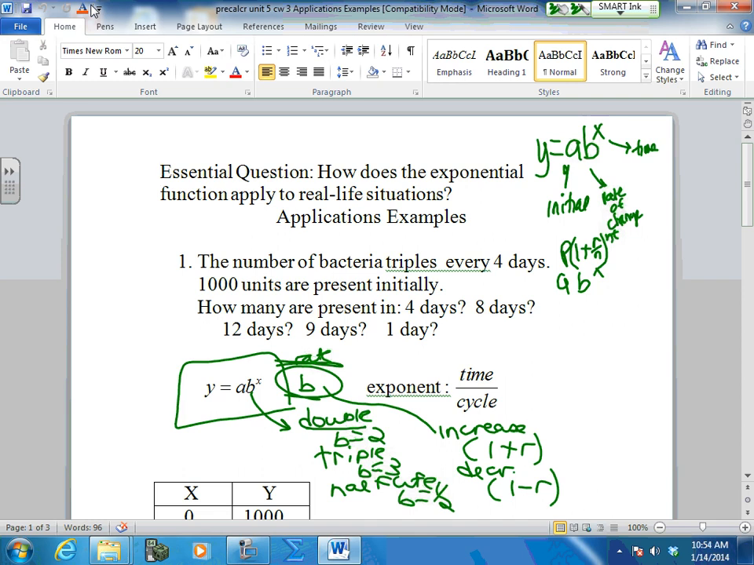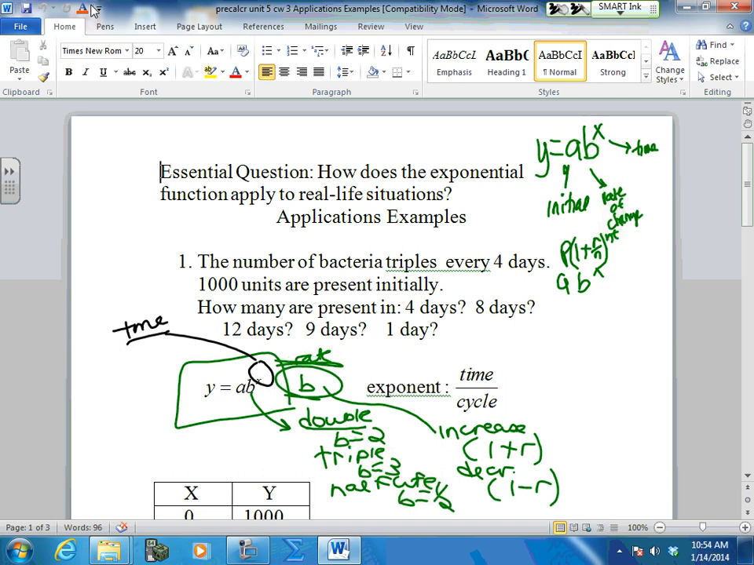Put these down. Another problem we have is we understand what our initial value is. That's pretty straightforward in most of these formulas. But time is a little bit different. The value of time changes a little bit. Sometimes we have a cycle of time. Like for instance, in this problem, your bacteria is going to triple every 4 days, not every day.